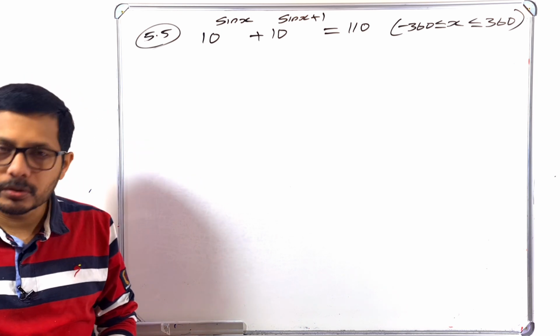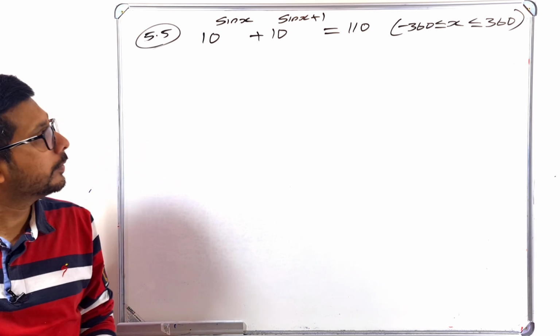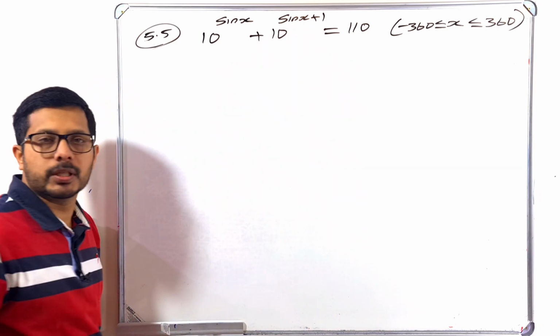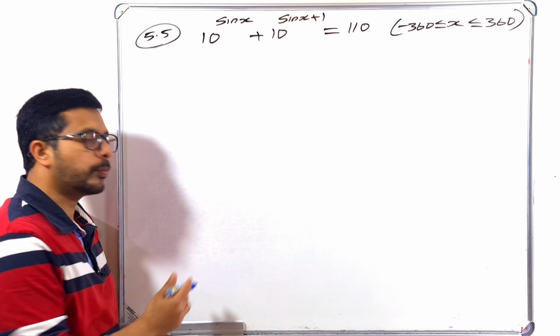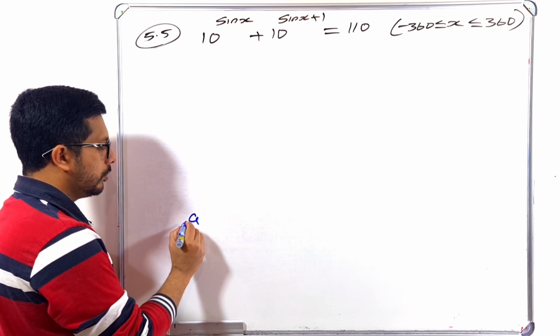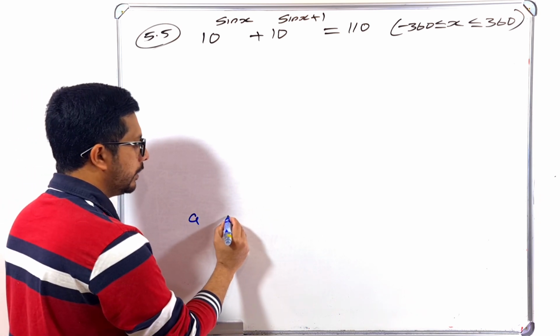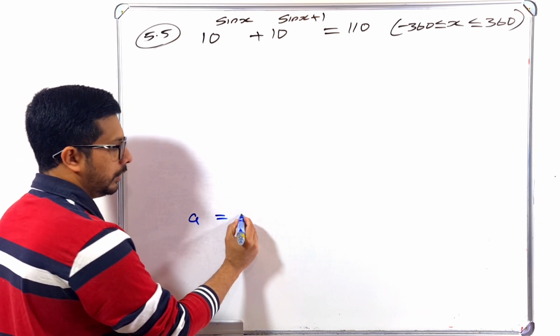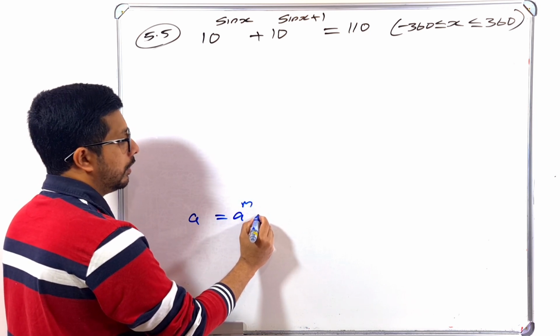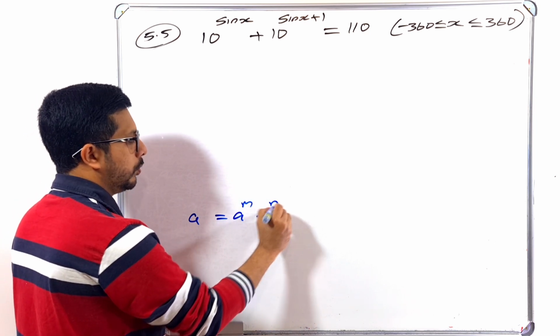Okay, so here how can you find the value of x? For that, what you have to do is look at this second term, 10 raised to (sin x plus 1). In exponents, you studied a formula like this, a raised to, okay, let me write it here, a raised to m times a raised to n.